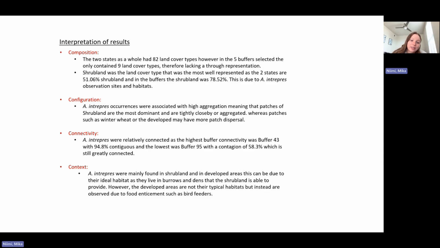Connectivity: A. interpretus were relatively connected, as the highest buffer connectivity was buffer 43 with 98.8% contiguous, and the lowest was buffer 95 with 58.3%. They were mainly found in shrubland and developed areas. This can be due to their ideal habitat, as they like to live in burrows and dens, but it can also be due to areas such as the developed being seen in occurrences because they are maybe being lured out with food enticement, such as bird feeders or the like.